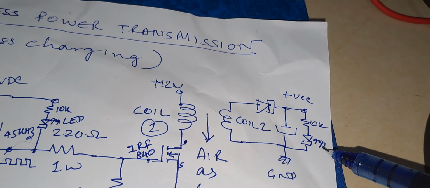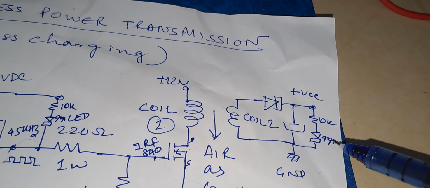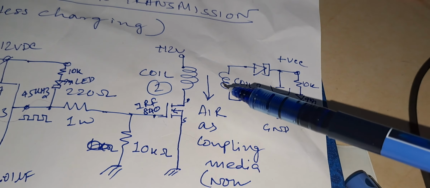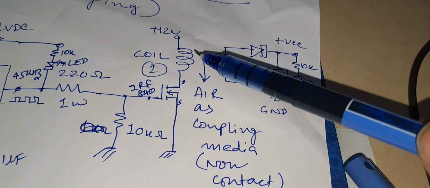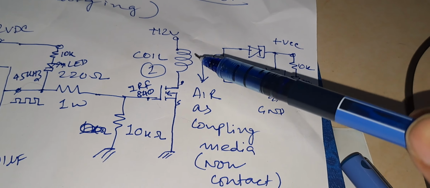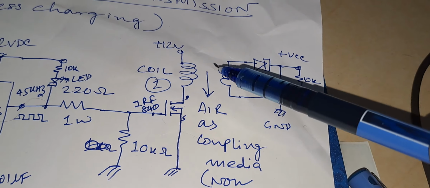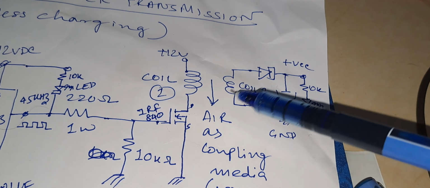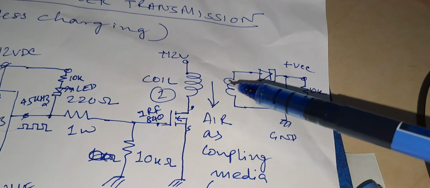I am going to show you the circuit I have made on a breadboard. Once again, the coupling media: there is no contact between the two coils. Air is used as a coupling media. This is like an air core transformer, as you can say. Now I am coming to the circuit.